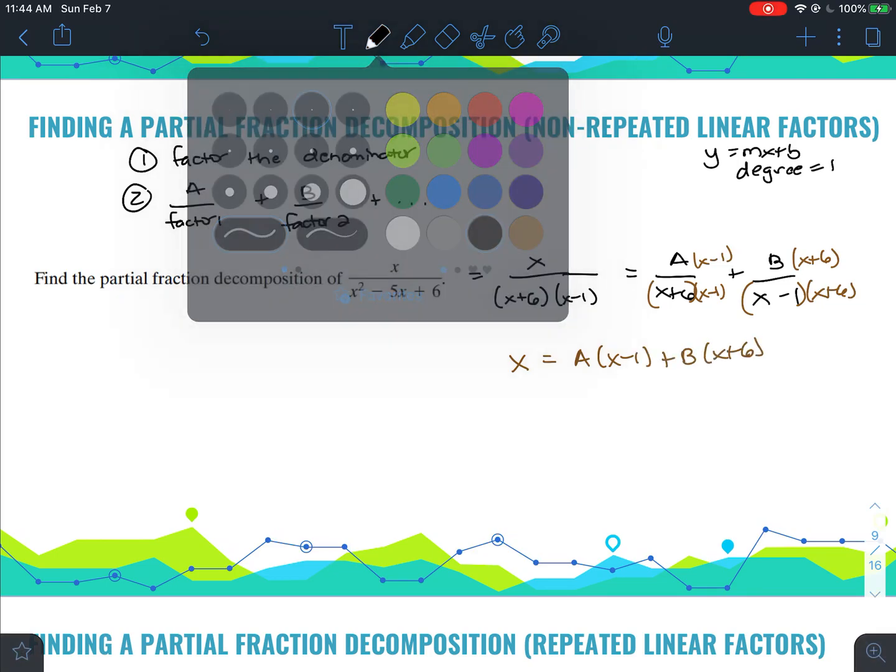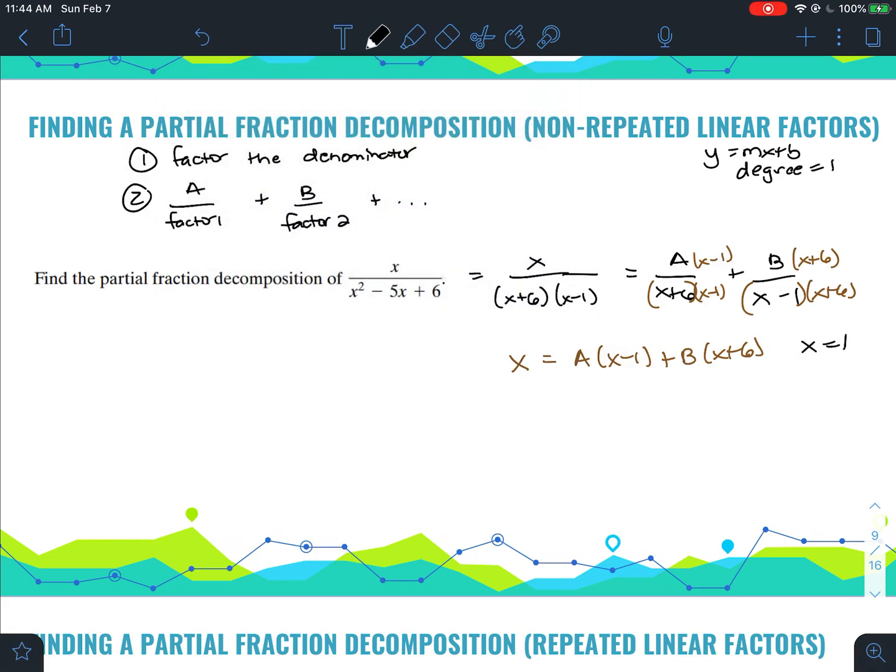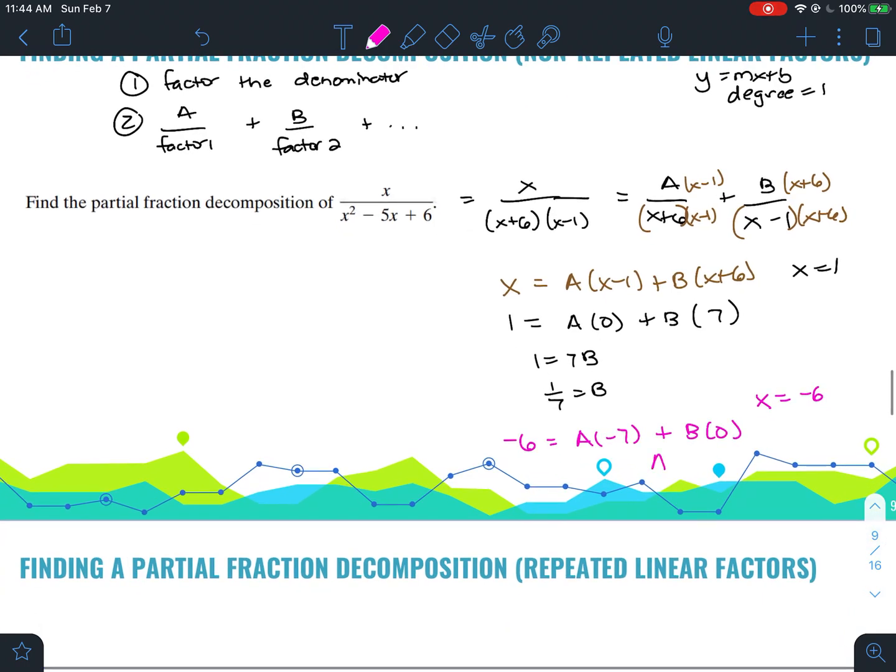Then be creative on what you want to plug in for x. Let's plug in 1 first. If I plug in 1, I get 1 equals a times 0 plus b times 7. So 1 is going to equal 7b, so 1/7 is going to equal b. And then let's plug in negative 6. If x is equal to negative 6, then I would get negative 6 equals a times negative 7 plus b times 0. And so a is going to equal 6/7.